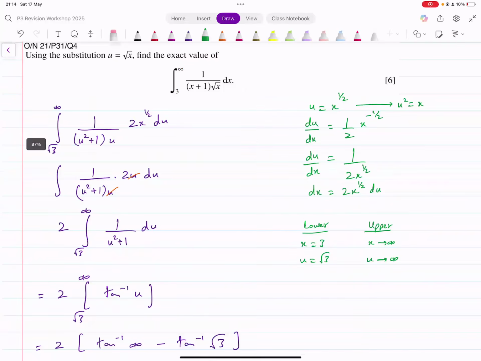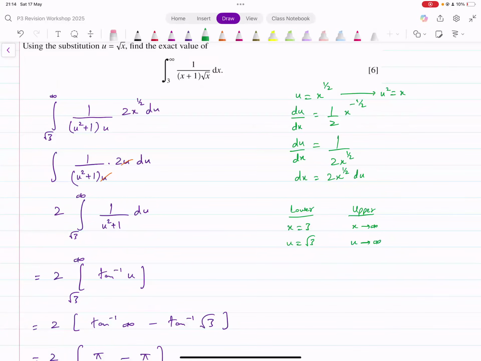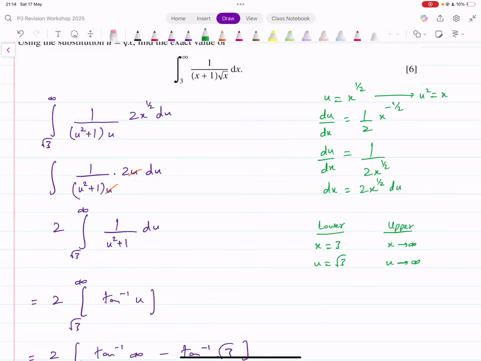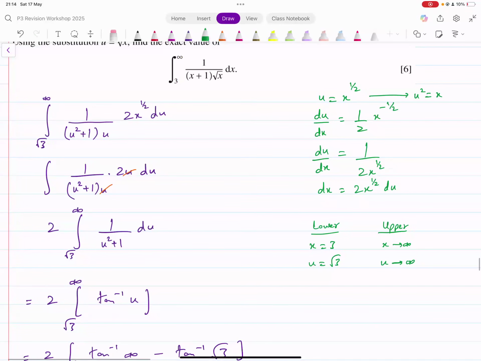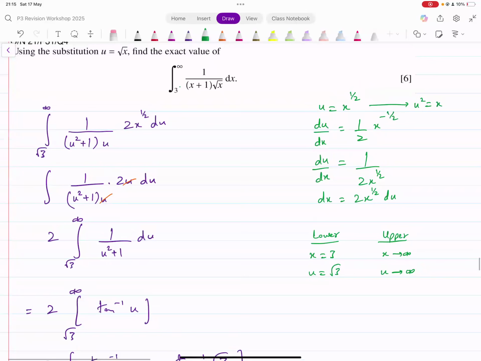In this case, they've asked you to use a substitution for this. Now, when you use the substitution, how do you change the limits? The substitution is u equals x power 1/2. If x is going from 3 to infinity, then what about u? u would be under root 3. Under root infinity, what's that? That is still infinity. If you take the square root of infinity, that is still infinity. So these are the limits that you have there, from under root 3 to infinity.